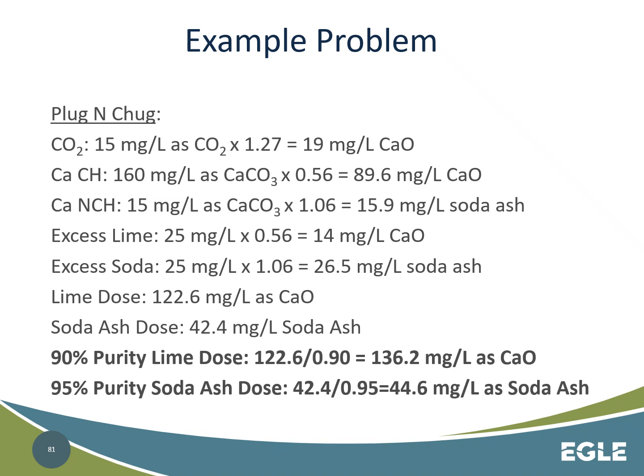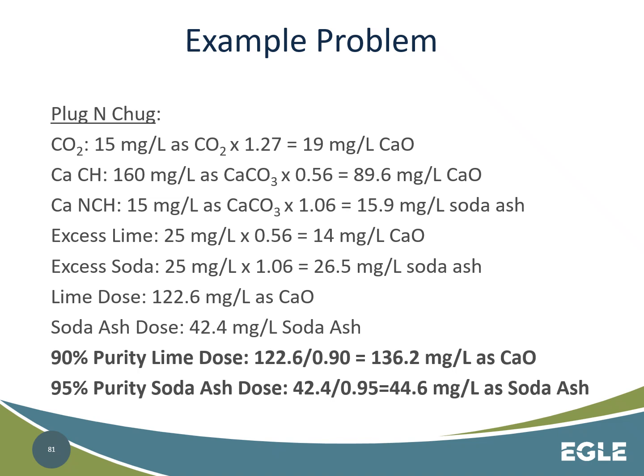Our problem statement said that our lime was 90% pure and our soda ash was 95% pure. Let's think about that for a minute. If our lime is less than 100% pure, does that mean we are going to need more or less lime? More. So in doing this calculation, use that as a final gut check.